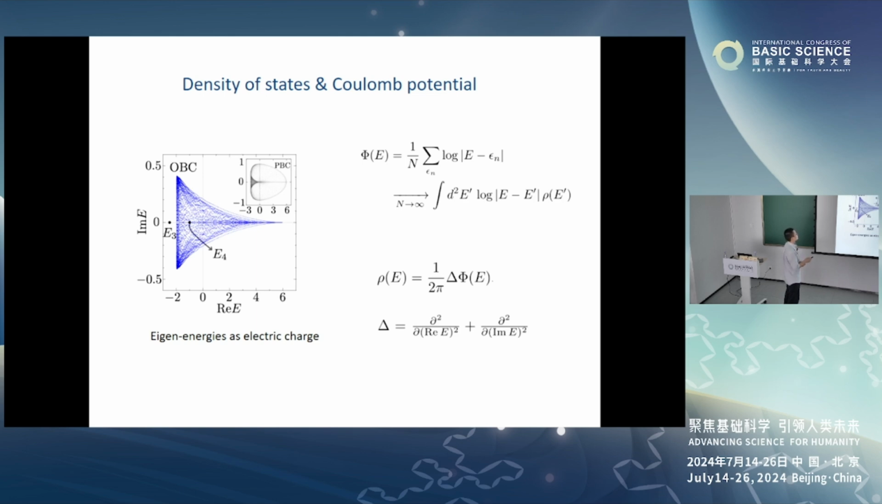To this end, it's useful to consider the Coulomb potential of the energy spectrum, because the energy spectrum is a complex value. The two-dimensional Coulomb potential is just a logarithm. So in the thermodynamic limit, the Coulomb potential is written as an integral containing the density of states. If we have this Coulomb potential, then we can obtain the density of states by taking the Laplacian. This is the electrostatic analog, where the eigenenergy is treated like an electric charge.